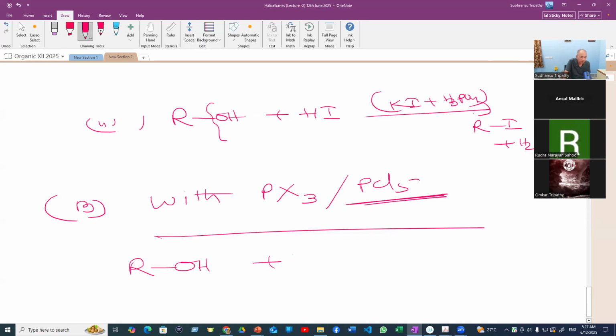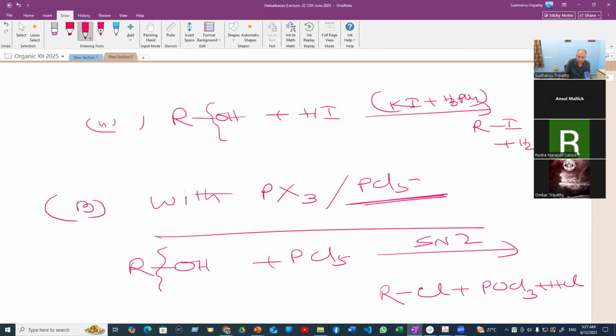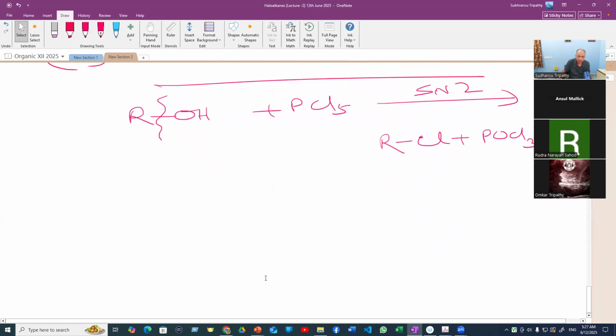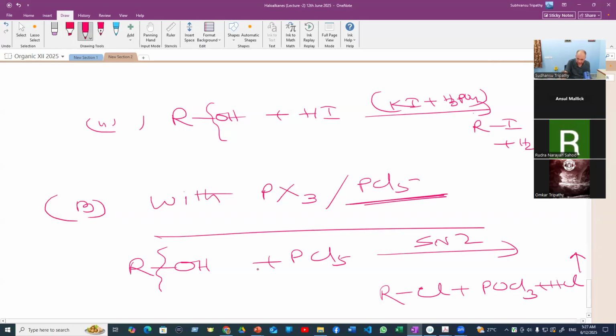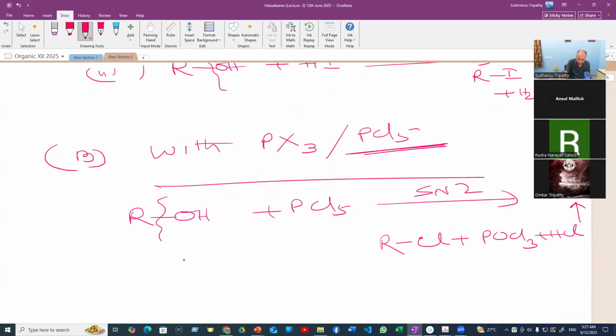So alcohol with PCl5 is the best choice. It is SN2 process. We shall study in detail. There will be inversion of configuration. The OH will go, and this will be Cl, and the other products are POCl3 plus HCl. And you will get dense white fumes. The HCl will appear as a mist. It will go up and sit on moisture to produce dense white fumes.